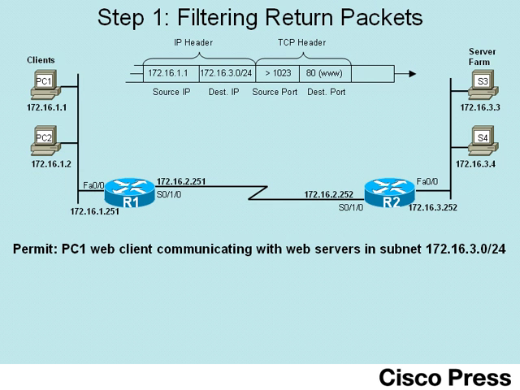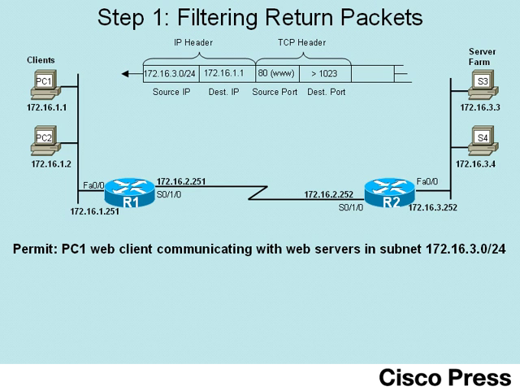Now, comparing that packet to packets sent from the server farm back toward PC1, the packet sent by the server farm, of course, will have the opposite IP addresses and the opposite TCP port numbers. For instance, the source IP address will be from subnet 3, and the destination IP address will be 172.16.1.1. Similarly, the source port number will be 80, and the destination port number will be the port that PC1 had chosen, some dynamically allocatable port that's greater than 1023.